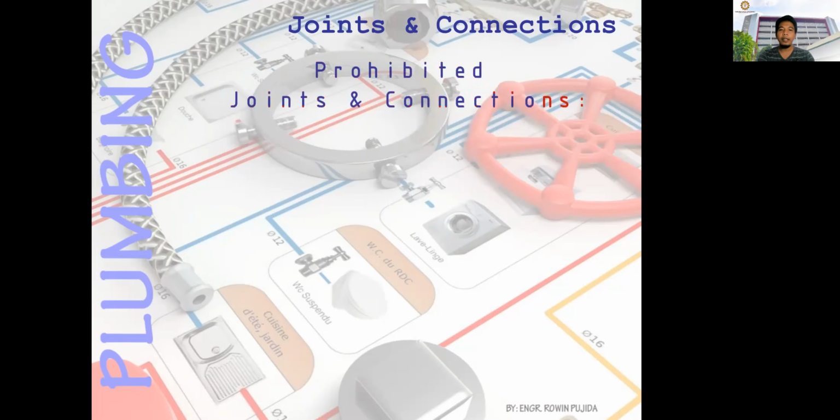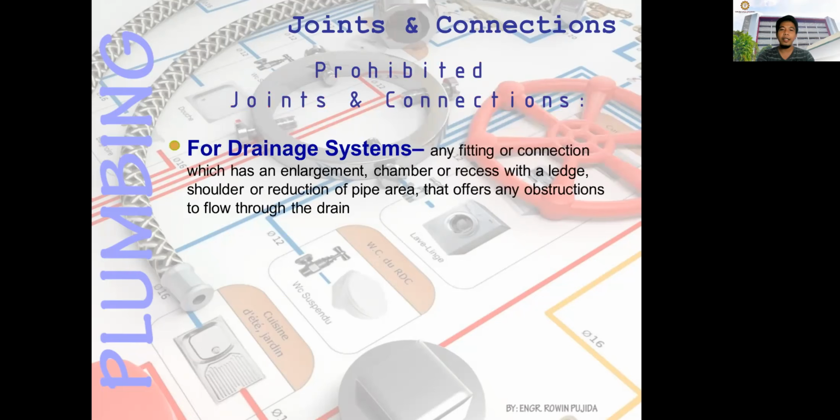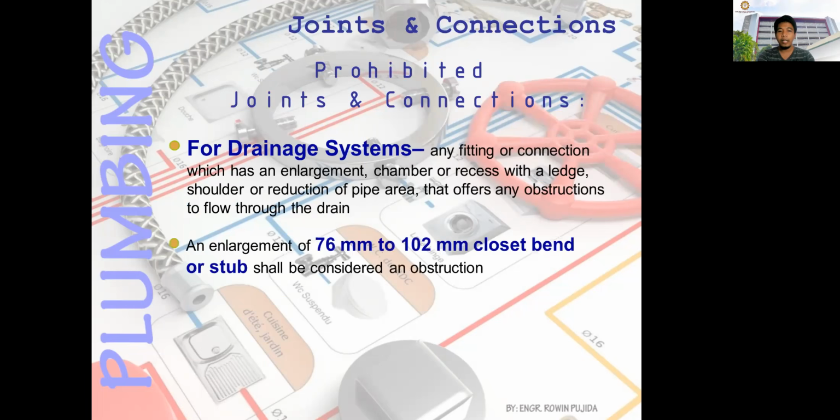And then prohibited joint and connection. For drainage system, any fittings or connection which has an enlargement chamber or recess with a ledge, shoulder or reduction of pipe area that offers any obstruction to flow through the drain is prohibited. So it should be the same size, and for the enlargement, you will use the reducer fittings.